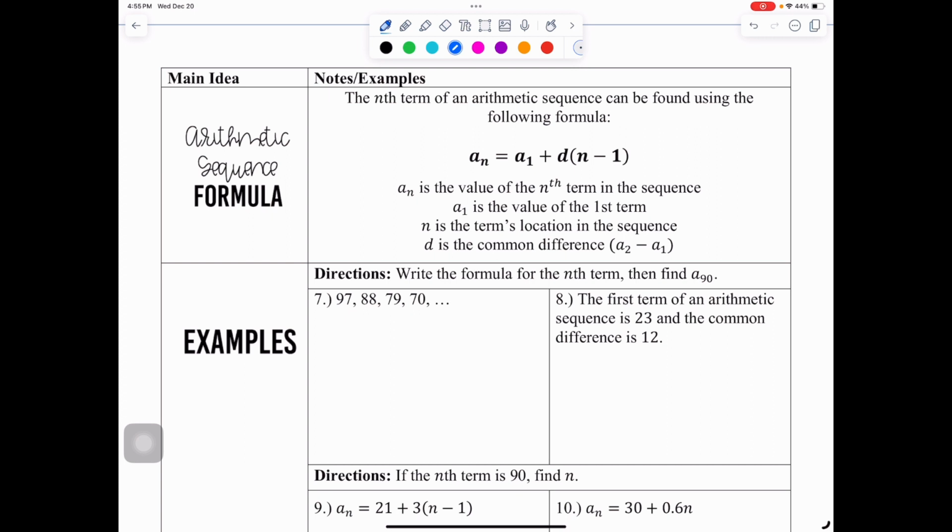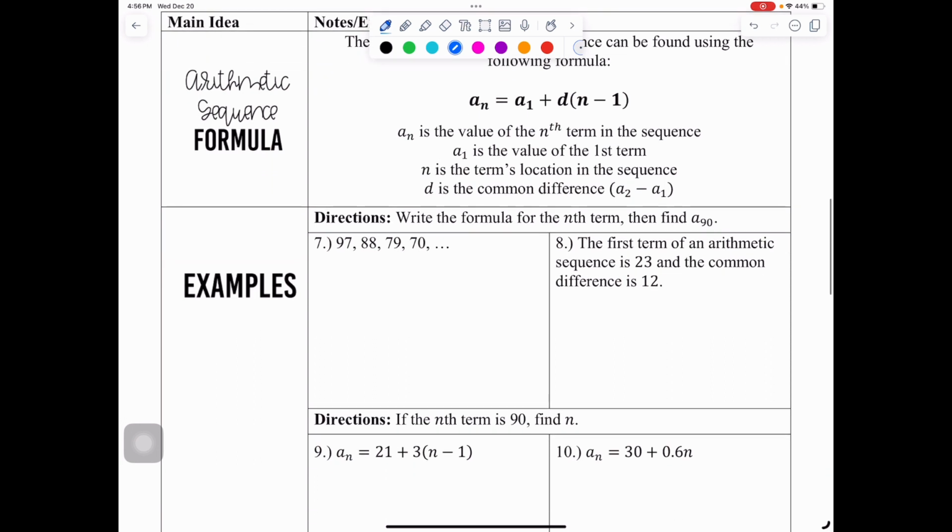A sub 1 is actually the value of the first term always. A sub 1 means first term. D, remember, is your common difference. So you're going to take a term and subtract the one that came before it to figure that out. And n is the term's actual location in the sequence. So if someone said the fourth term, that means it's fourth in the list of numbers, which means n is 4. Okay, so that's kind of what the breakdown is of the parts. Now, this formula is on your formula sheet.